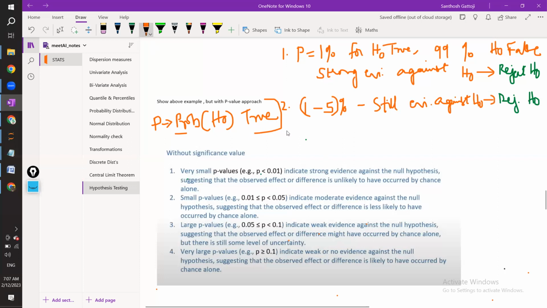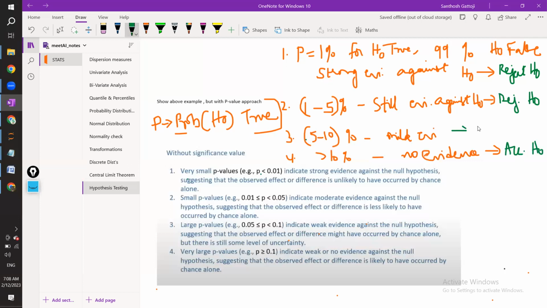And in the third scenario, between 5 to 10%, here you have mild evidence, very small evidence. And in the fourth scenario, if greater than 10%, we'll consider it as no evidence. So here we need to accept it. See, here also we can reject it, but I'll tell you the general thing we usually do.